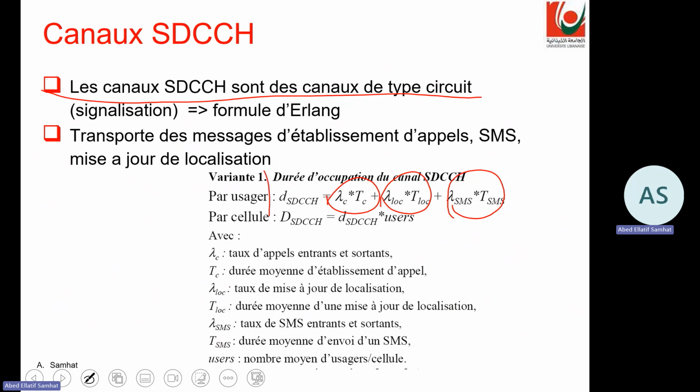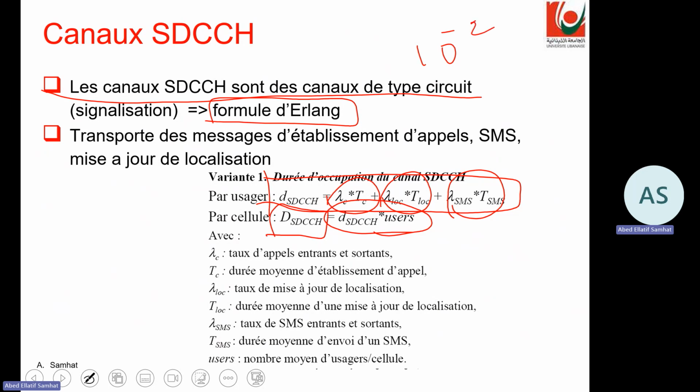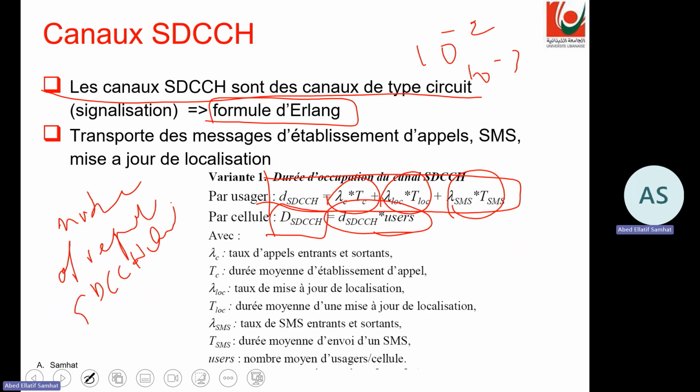Typically this is the occupation of the SDCCH channel per user, and we multiply by the number of users, and we can obtain the occupation of the SDCCH channel in the area that we want to dimension. So also using the Erlang formula, and according to the quality of service, which could be 10 to the power minus 2 as a blocking probability, or 10 to the power minus 3, we can obtain the number of required SDCCH channels, and this is a logical channel. Okay.